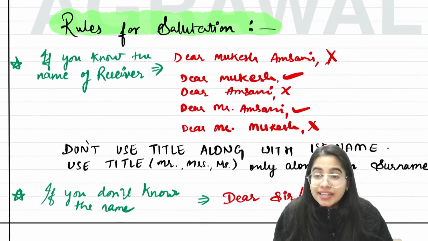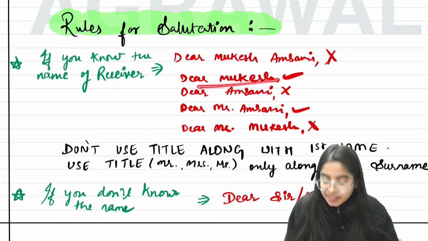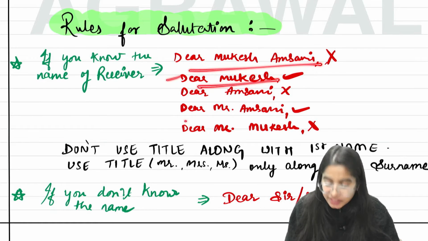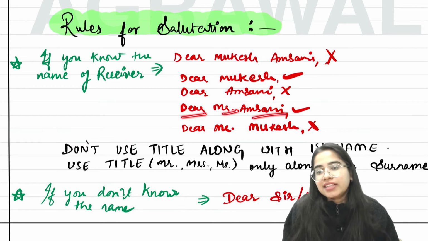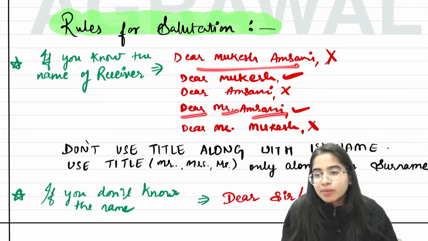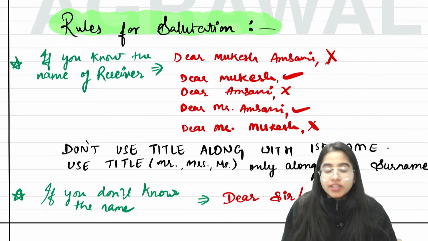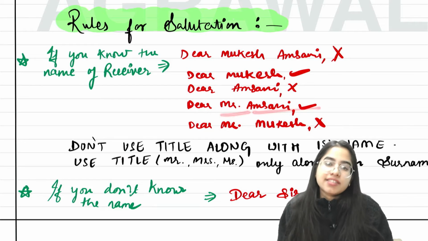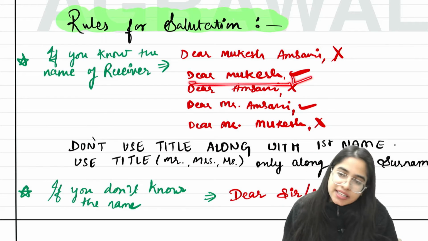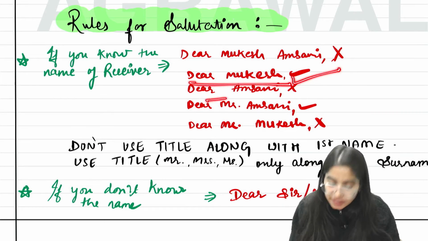If you are writing the name, then don't write dear and full name. Along with dear, you can only write dear Mr. then surname. You cannot write dear Mr. Mukesh Ambani, it's wrong. Either you write only first name or you write Mr. and then last name. If you write dear Mukesh, is it right? Yes, it is right. But dear Ambani, is it right? No, it is wrong.